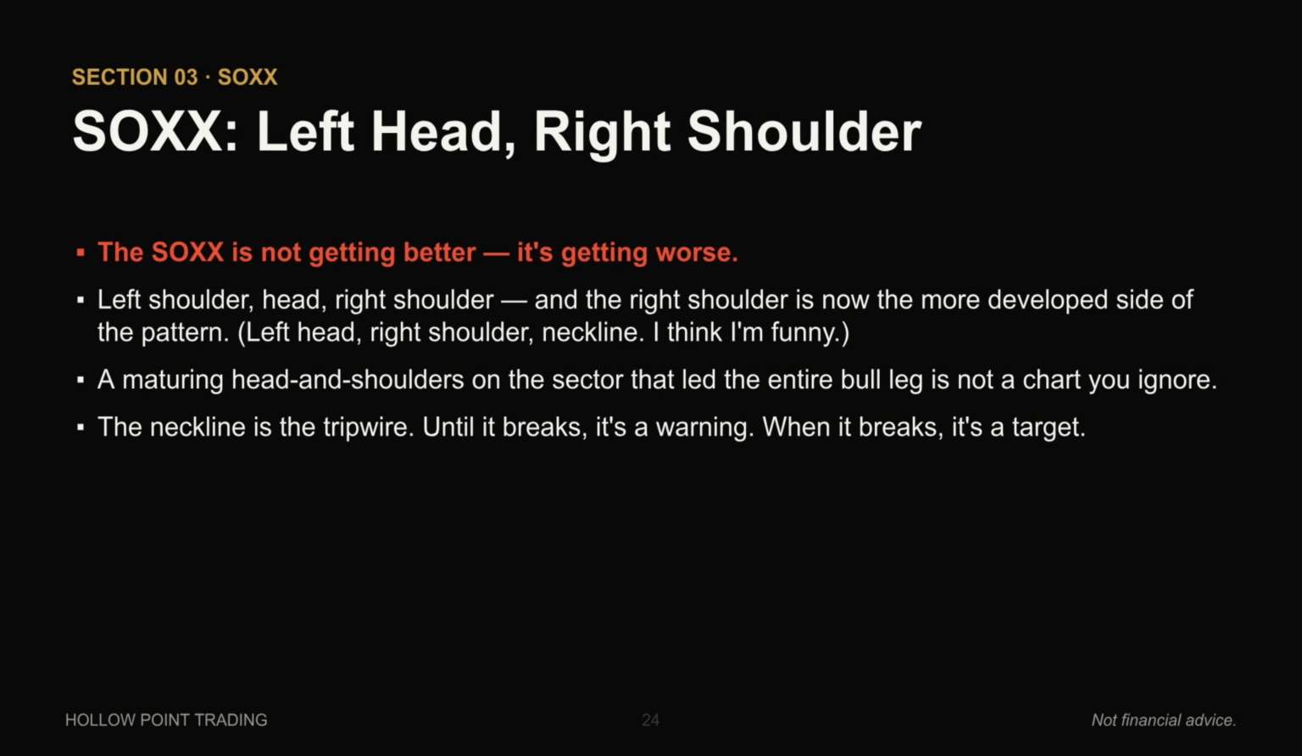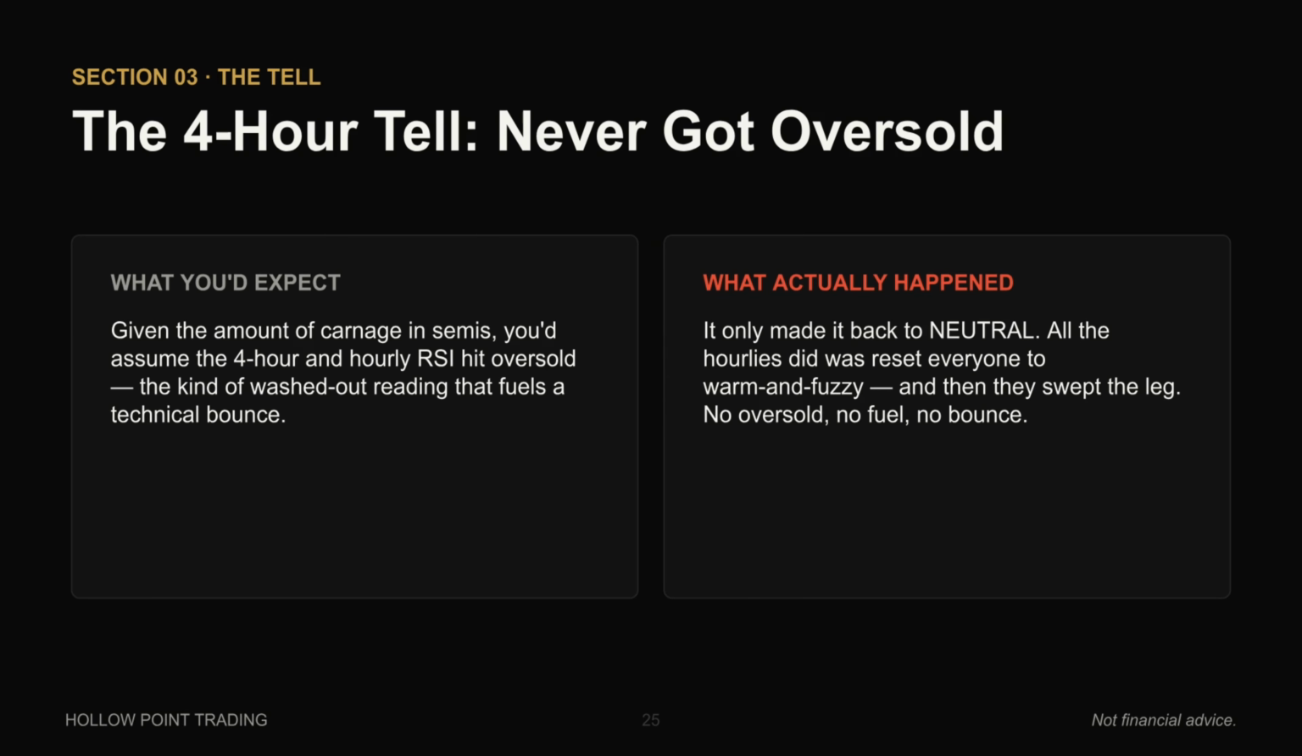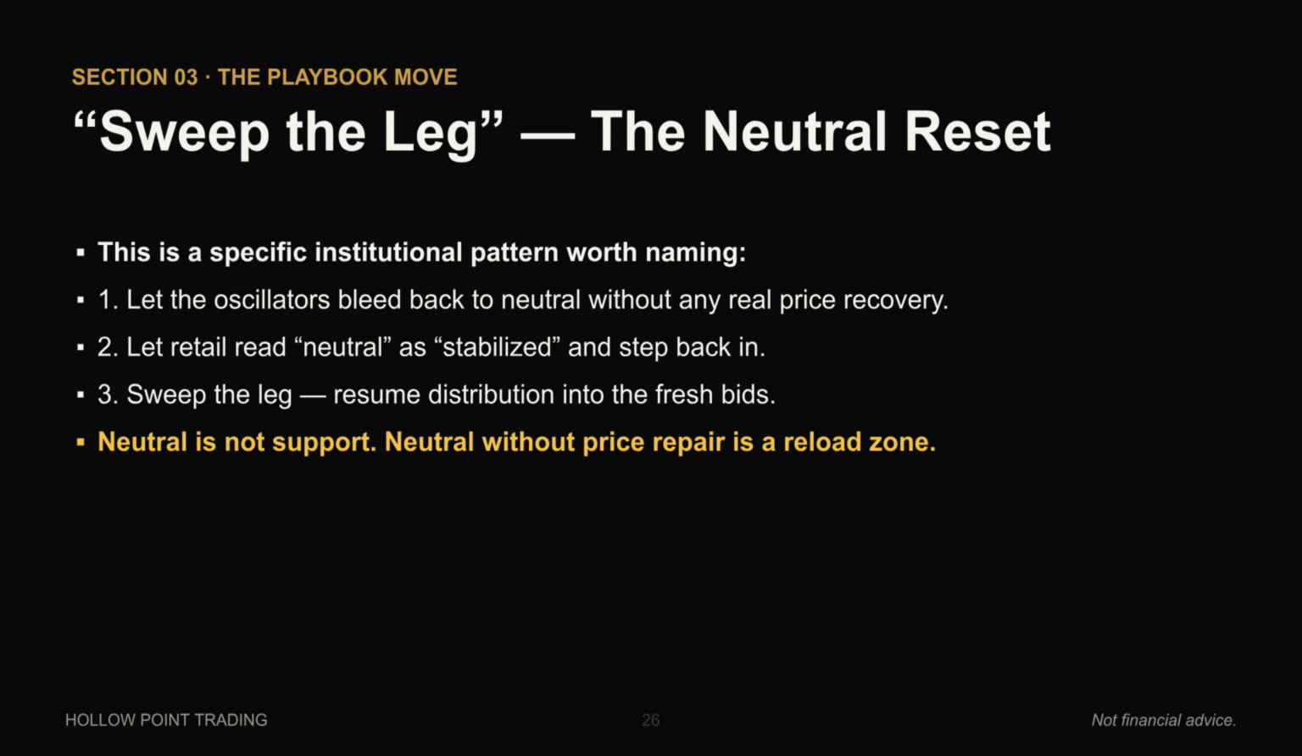The SOXX index is forming a concerning head and shoulders pattern. The neckline is the critical level to watch. It serves as a warning until it breaks, at which point it becomes a primary target. On the 4-hour time frame, technical indicators like the RSI have failed to reach oversold territory, signaling a lack of fuel for a meaningful bounce and confirming the underlying weakness. We refer to the lack of a neutral oversold reset without price recovery as "sweeping the leg." Institutions use this to lull retail investors back into the market before resuming the downward trend.